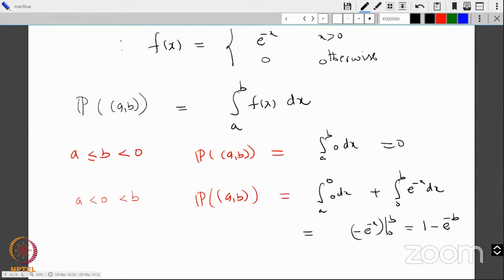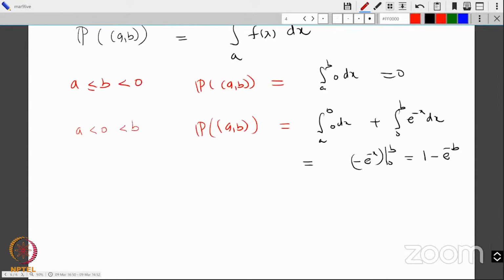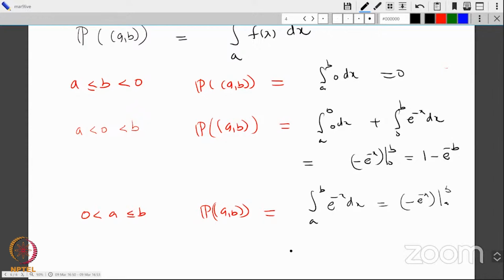And the last case you consider is when both are on the other side. That is 0 is less than a is less than or equal to b. That's the last case. So in this case, the probability of AB will just be equal to the integral from a to b. Both are positive, so the density is e to the minus x dx. That is minus e to the minus x from a to b. And that's going to be e to the minus a minus e to the minus b.